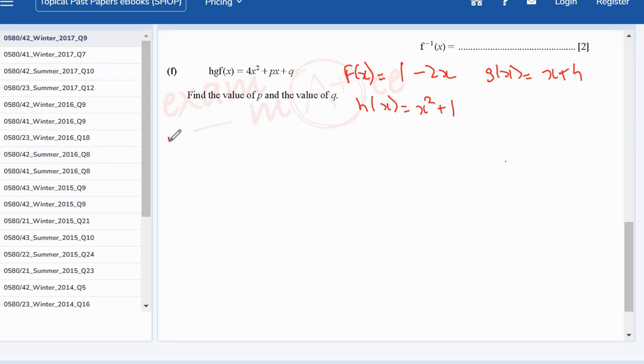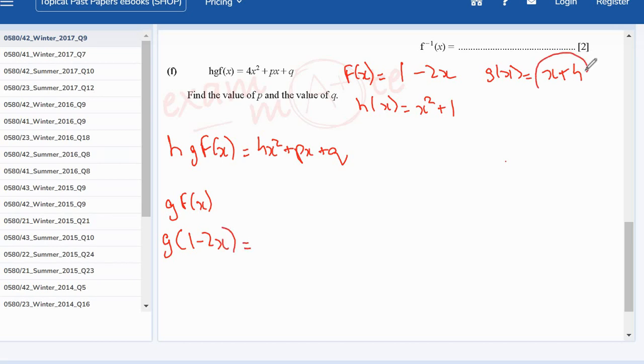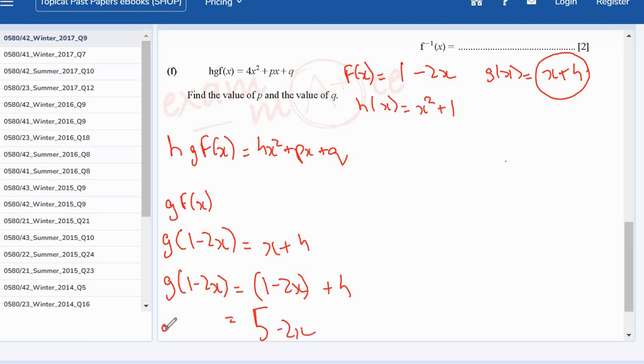Now first of all, Josefa, the question is h g f of x is equal to 4x square plus px plus q. We have to show the value of p and q. First of all, Josefa, let's make our life easier. Let's just solve g f of x. So instead I will write g. What is the value of f of x? 1 minus 2x, and what is g of x equal to? X plus 4. So g of (1 minus 2x) is equal to, in place of x I will write 1 minus 2x plus 4. So 1 plus 4 is 5. So 5 minus 2x. So g f of x is equal to 5 minus 2x.